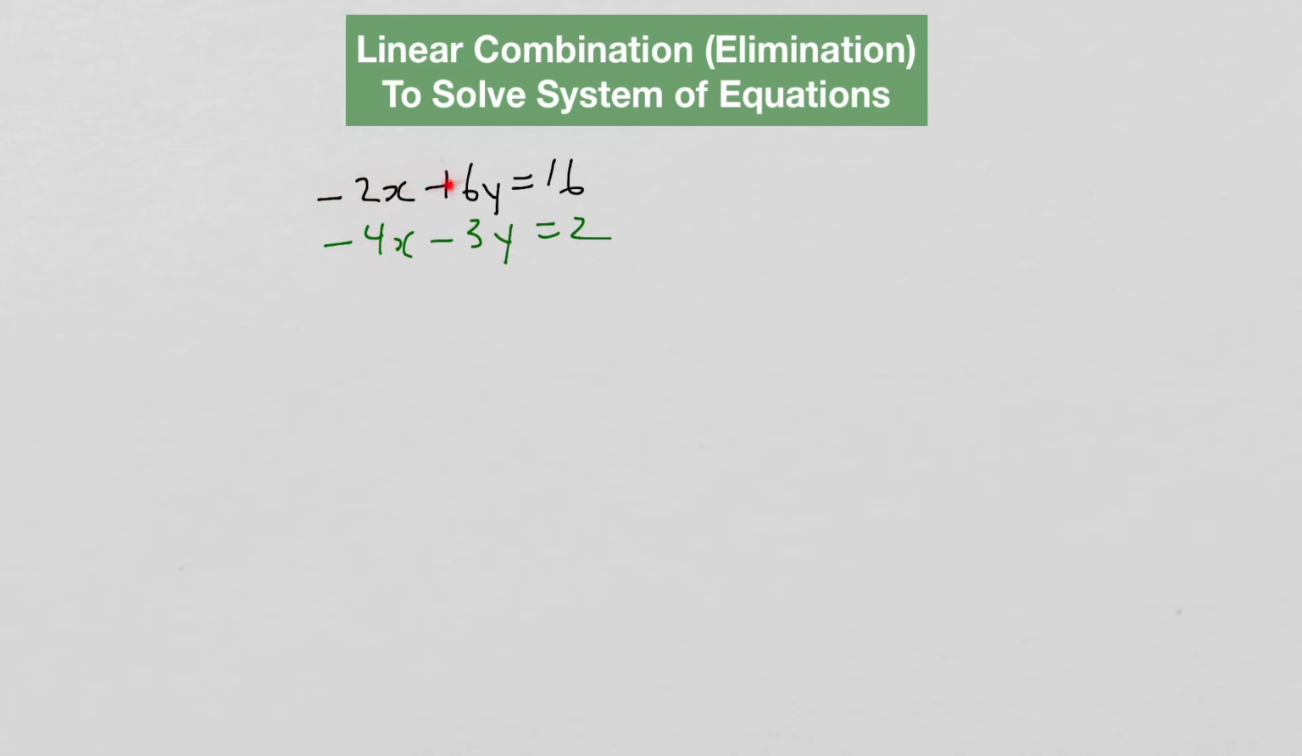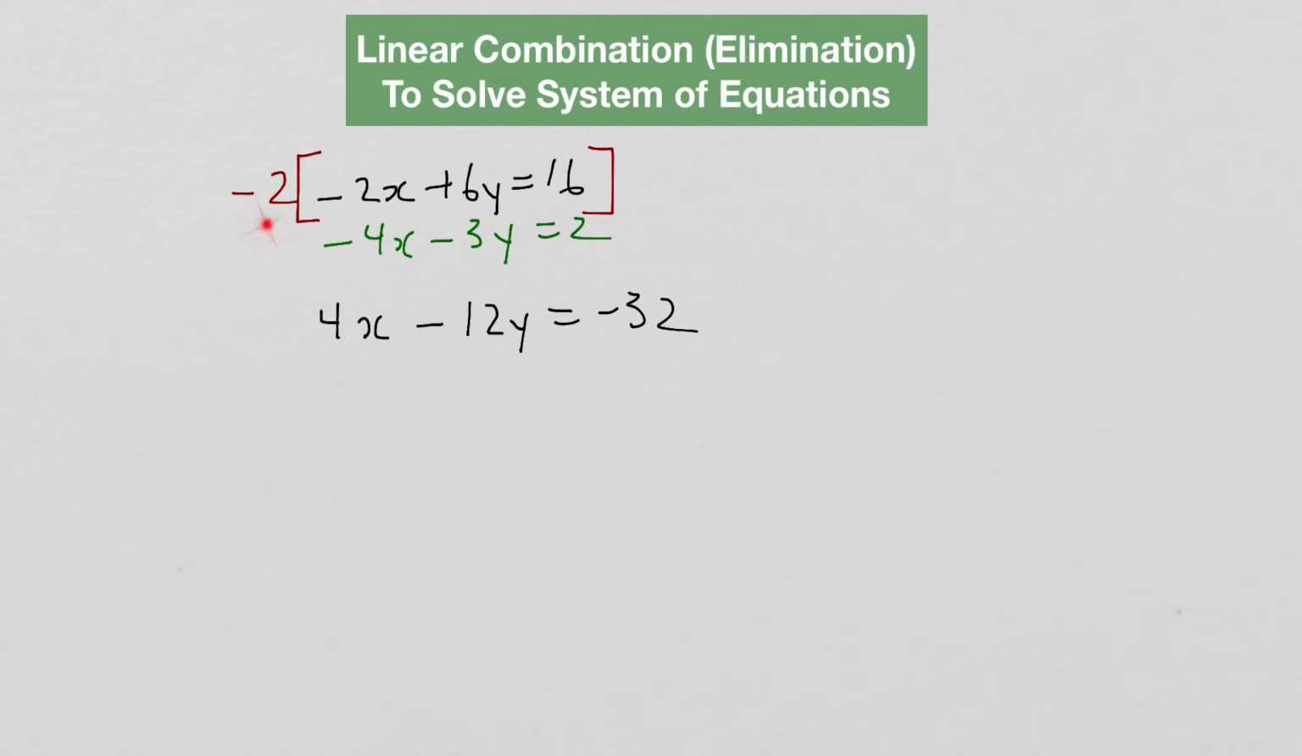Meaning if I multiply this entire equation by -2, we're now going to get a +4 up here. So let's do that. Let's take this equation and multiply it by -2. When I do that, we're going to need to distribute. This -2, we're going to multiply it by this -2x, and then we're also going to take this -2 and multiply it by this 6y, positive 6y, and we're also going to take this -2 and multiply it by the 16. What we get as a result is now 4x minus 12y is equal to -32.